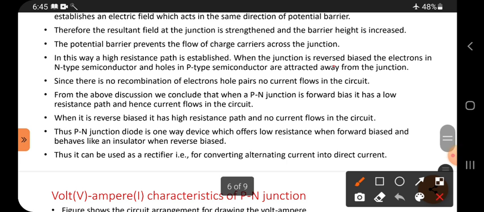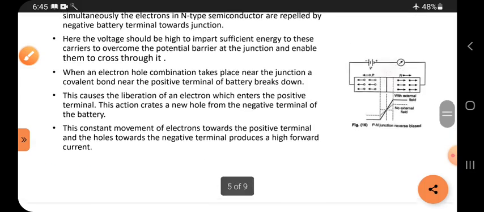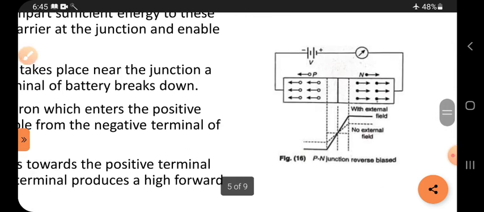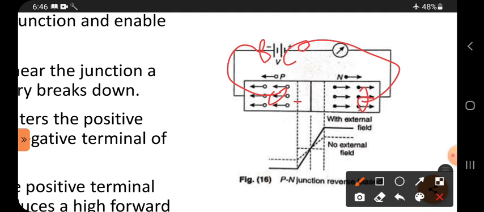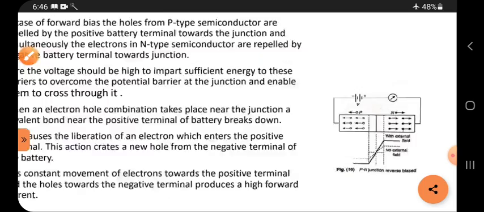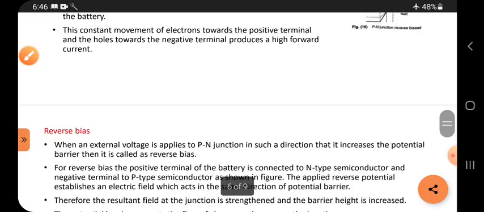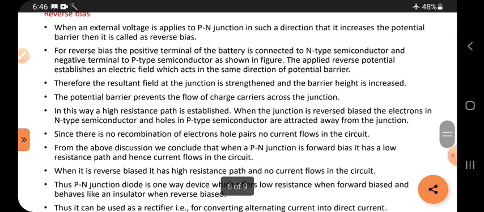When the junction is reverse biased, electrons in N-type conductors and holes in P-type conductors are attracted away from the junction. Here, see the diagram. Here we have the holes. Positive charge carriers are attracted to the negative one, and negative charge carriers are attracted to the positive one. So that is why this gap gradually increases like this. Then electrons do not cross, and current flow also stops. So that means it shows a high resistance path.